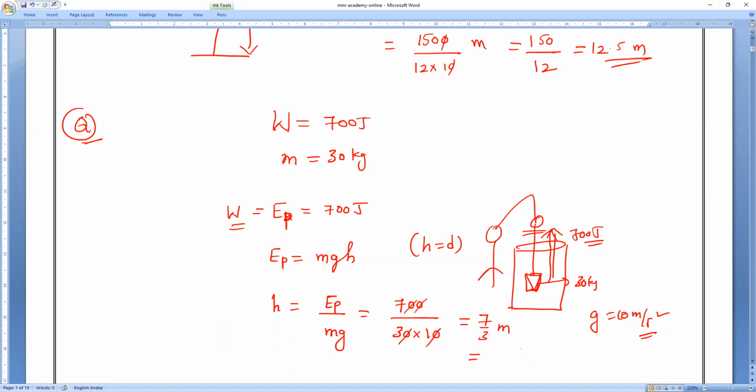So 7 by 3 meters means how much? All of you. 2.3 meters. That's what you have to remember. Do it, everyone. Understand, everyone? All of you? Yes, sir.